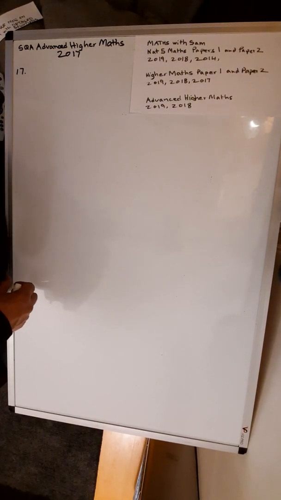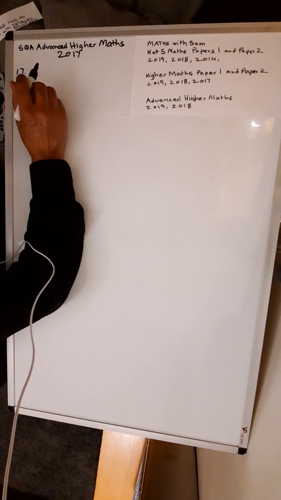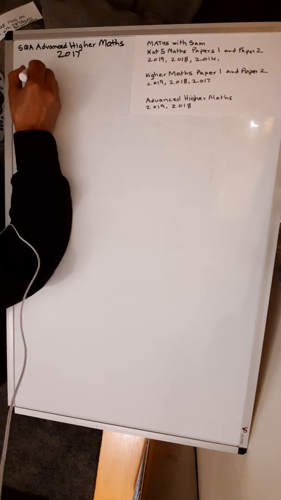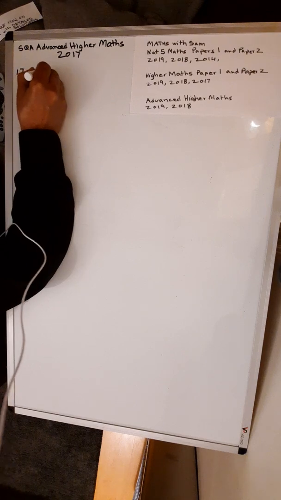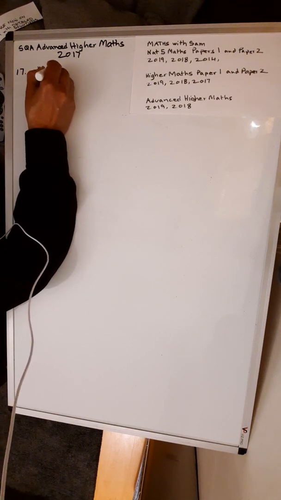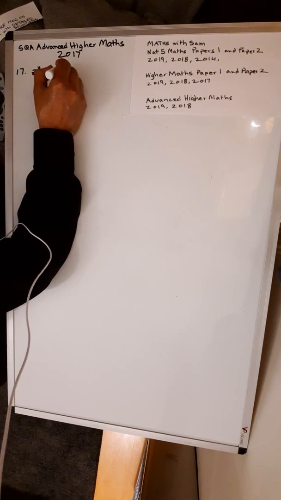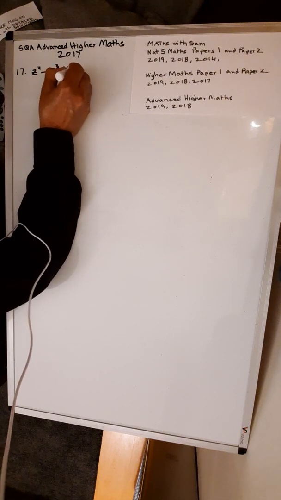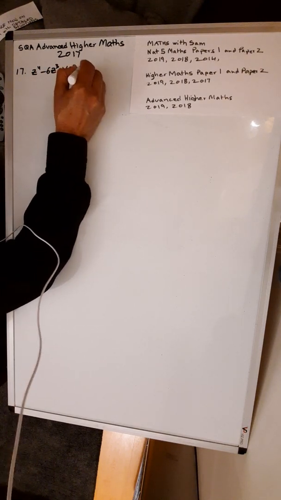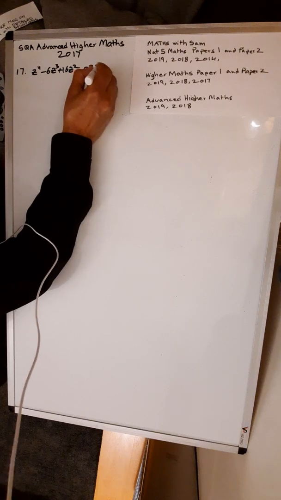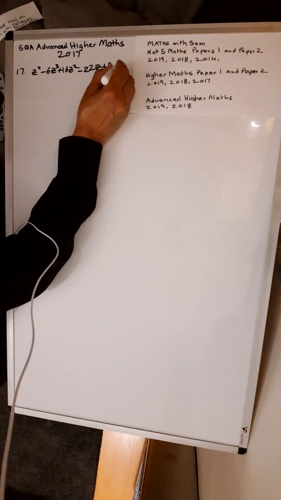SQA Advanced Higher Maths 2017, number 17. The complex number z equals 2 plus i is a root of the polynomial equation z to the 4 minus 6z cubed plus 16z squared minus 22z plus q equals 0.